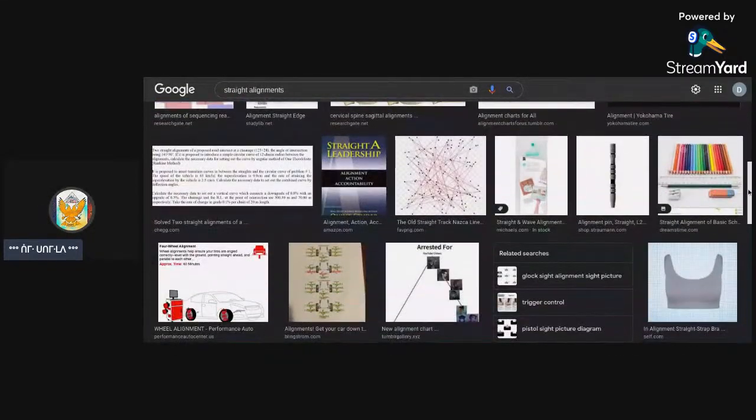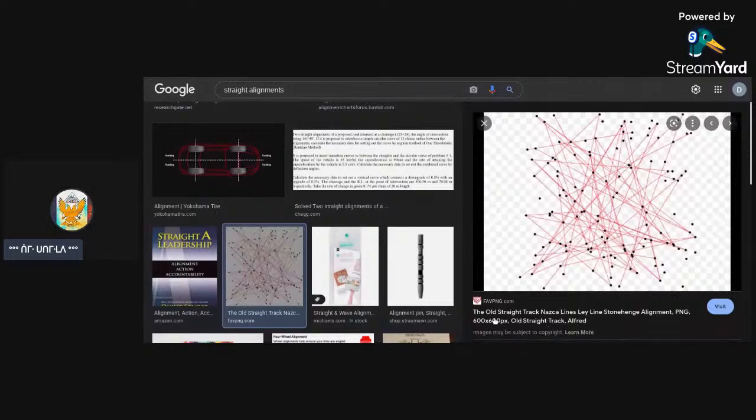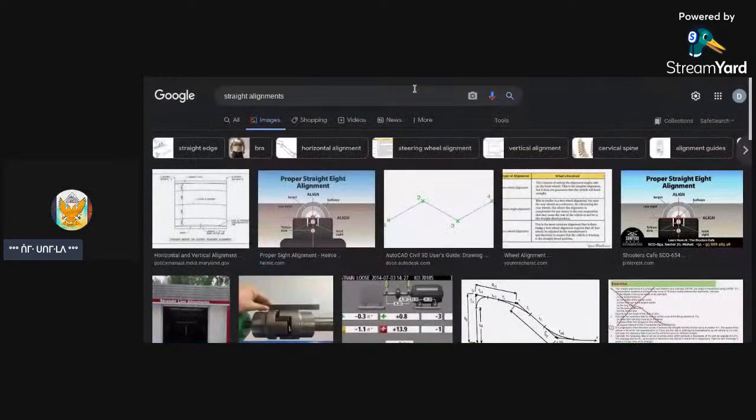But as you can see here, you got straight alignment. Oh, that's crazy. Look at this here. This is the Nazca lines, and I wasn't even looking for that. It says the old straight track Nazca lines, ley line, Stonehenge alignment. So anyway, alignments have to deal with lines, okay? That's simple and plain. That's easy to comprehend. Ley lines have to deal with lines, L-I-N-E-S.